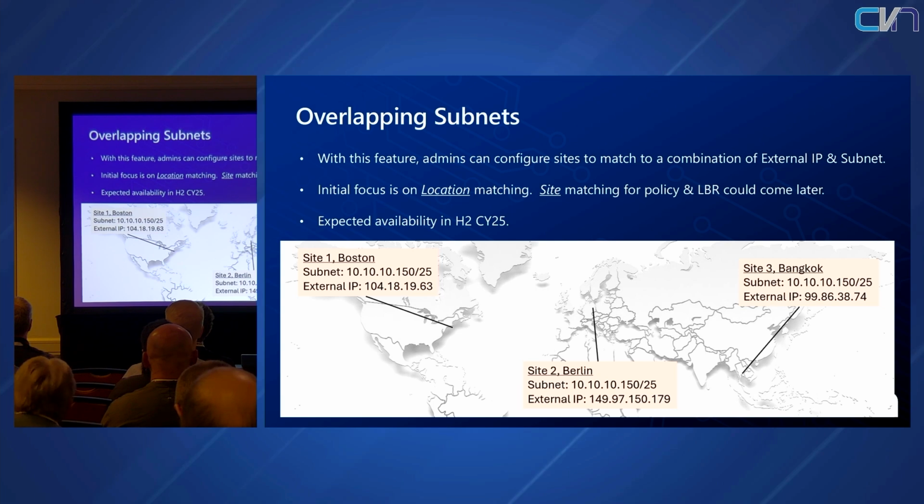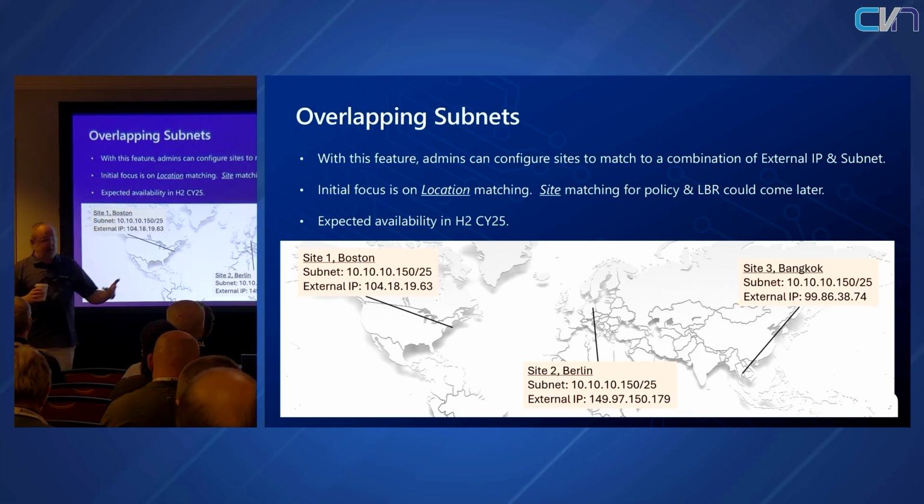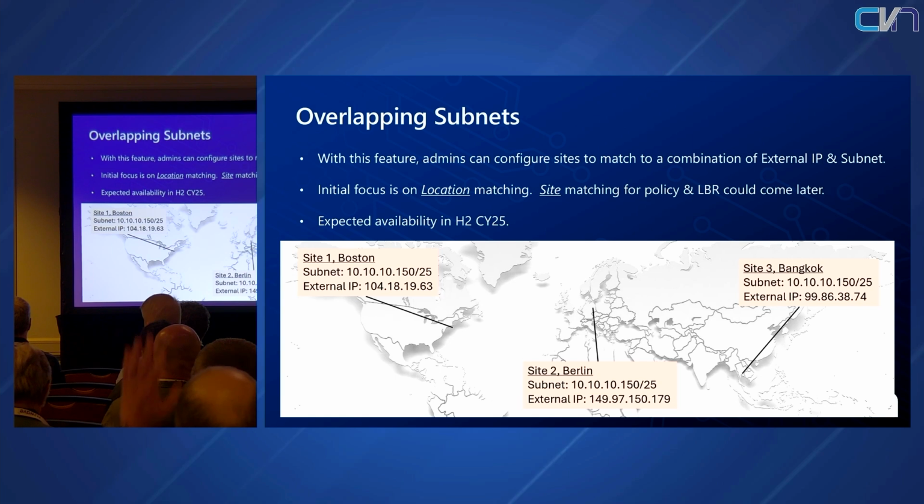We've started the development on this, but it is a fairly big set of work, both in how we define these sites internally, and then how administrators will be able to configure this. Our initial focus is on location matching. We also have subnets defined for policy and location-based routing purposes as well. That is a whole separate set of work that we may choose to pick up depending upon what we hear with regard to feedback on this feature. But right now, we're focusing on the location matching for dynamic emergency calling first.